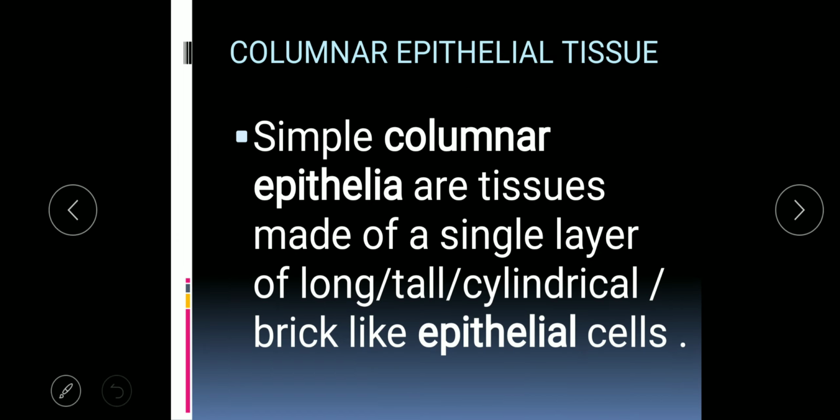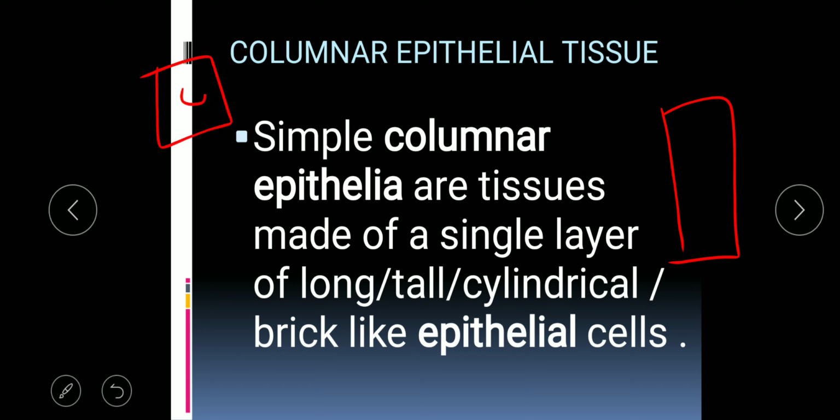Then the columnar epithelial tissue. As the name is suggesting, the cells will be column shaped. In the cuboidal, the cells were cube shaped and the nucleus was at the center, whereas in columnar epithelial tissue, the nucleus will be at the base, near the basement membrane. So simple columnar epithelial tissue is made up of a single layer of long, tall, cylindrical, brick-like epithelial cells.